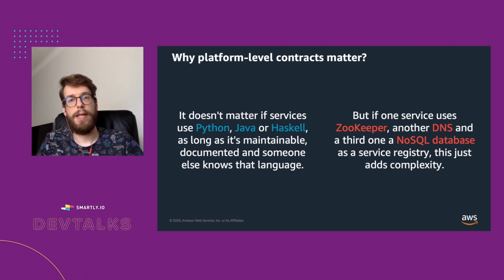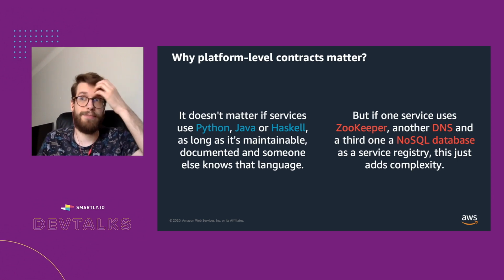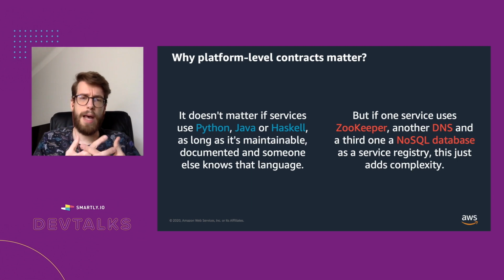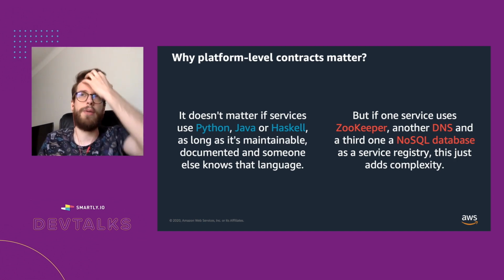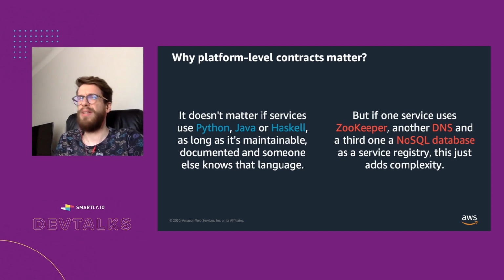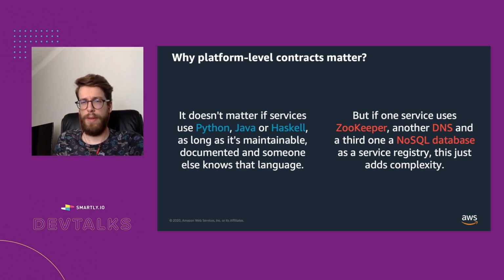But if one service is using Zookeeper, and another one DNS, and a third one is using a NoSQL database as service registry, not as data stores. This adds additional complexity, because now when a service team needs to consume your service, they need to think, oh yeah, that service, what's its mechanism to know where to find it? Should I use DNS? Should I use Zookeeper? Should I use something else? So that just adds complexity with no real benefit.